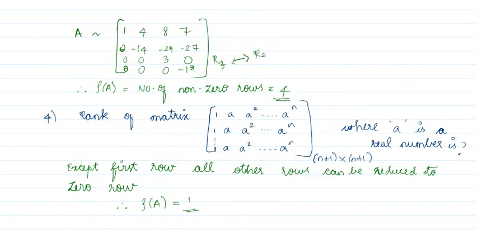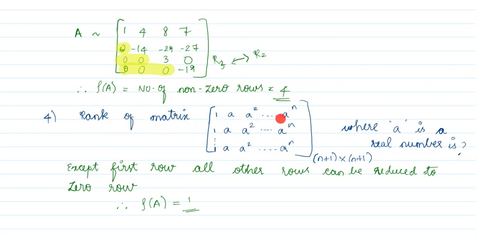R2 and R3, we are just exchanging. Now see 0, 0 0 and 0 0 0. But there are no zero rows. All are non-zero rows. What is the number of non-zero rows here? 4. So the rank is 4, right?